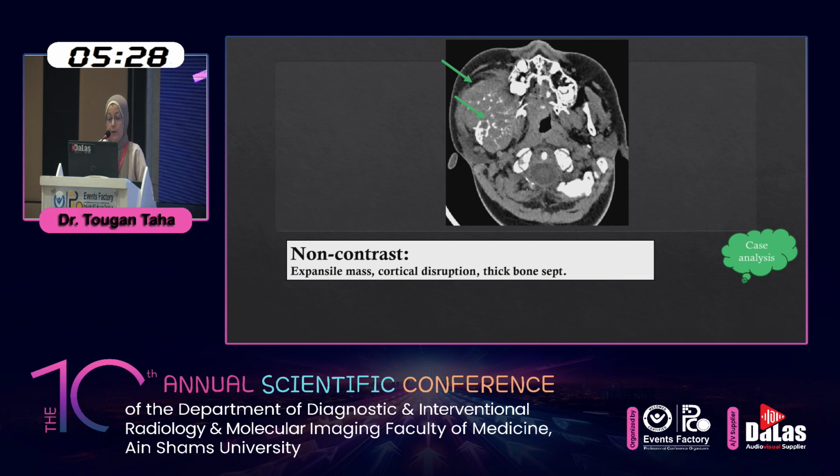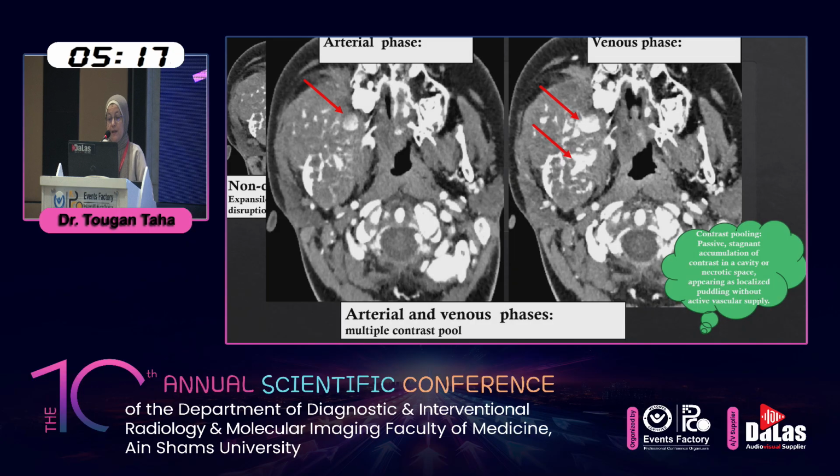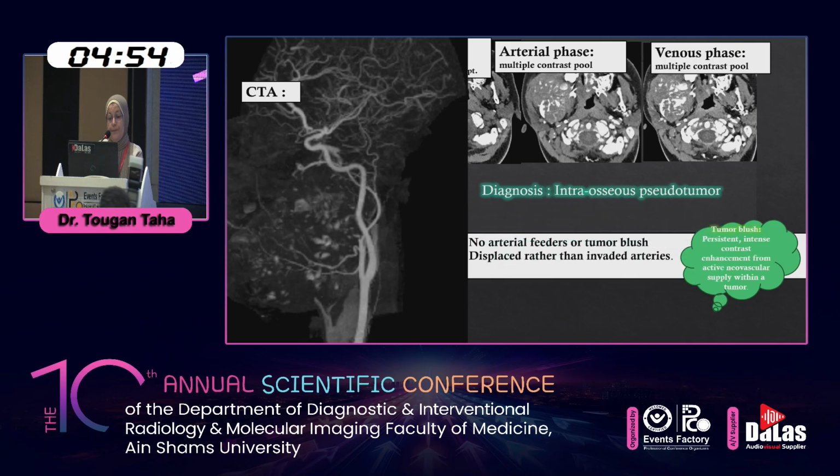Look at the pre-contrast CT. It shows an expansile mass with cortical disruption and thick bone septation. The arterial and venous phases of the angiographic study show multiple contrast pooling that increases with time. The angiographic study shows no arterial feeder or tumor blush, but multiple vascular pools, and the arteries are displaced rather than invaded. So the diagnosis was intraosseous pseudotumor.